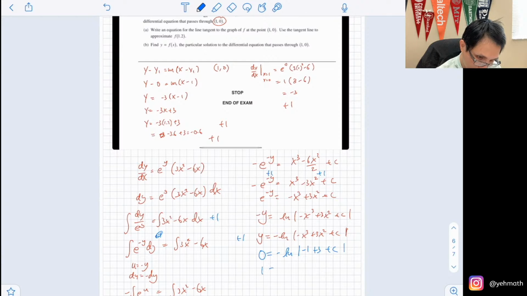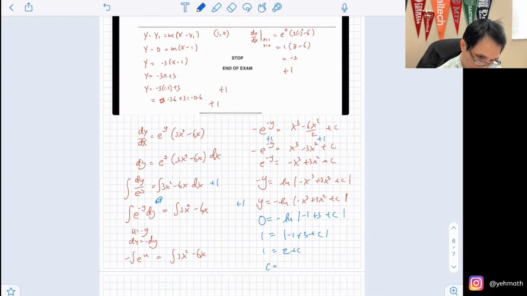e to the 0 is 1, equal to negative 1 plus 3 plus c. This one is going to be negative 1 plus 3, so it'd be 2 plus c is equal to 1. c is equal to negative 1. Are we okay here?